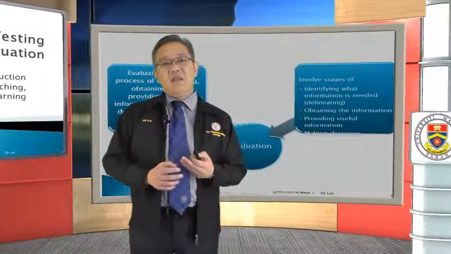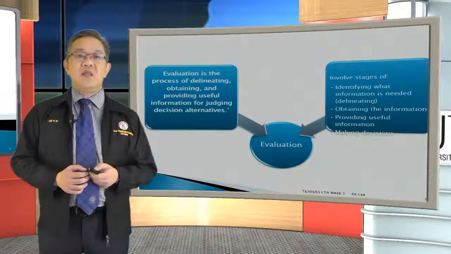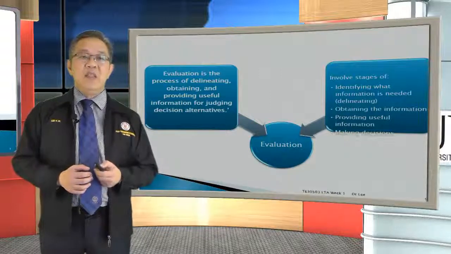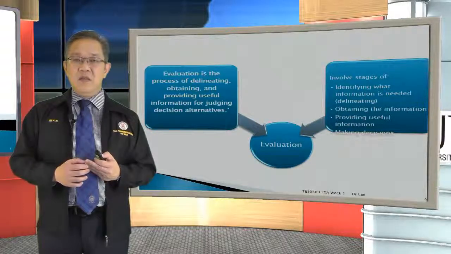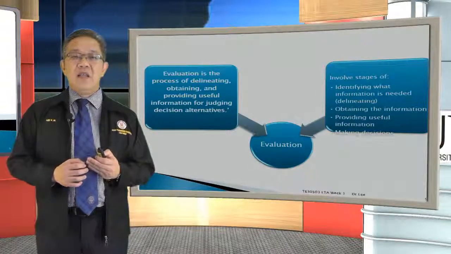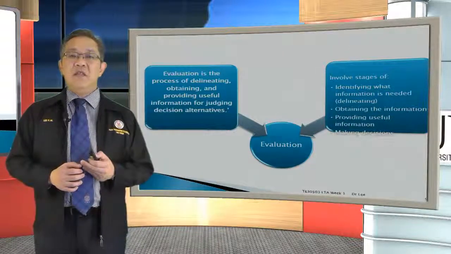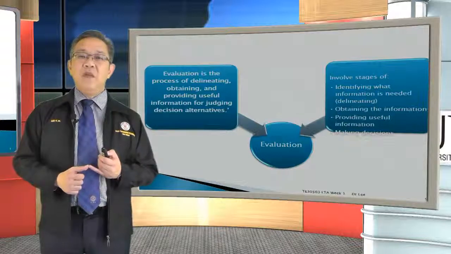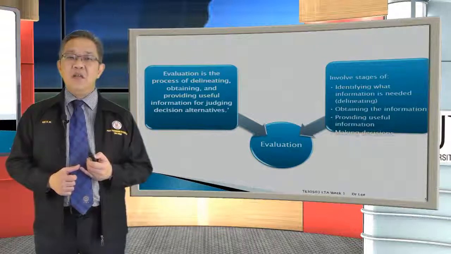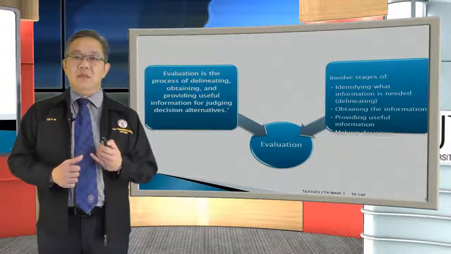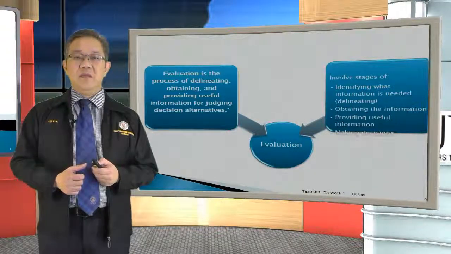And last but not least, the fourth important term that I would like to introduce is called evaluation. Evaluation is the process of delineating, obtaining, and providing useful information for making decisions. And that is the definition given by Stufflebeam. And evaluation involves stages of first identifying what information is needed, secondly, obtaining the information, and thirdly, providing useful information before making the all-important decisions.